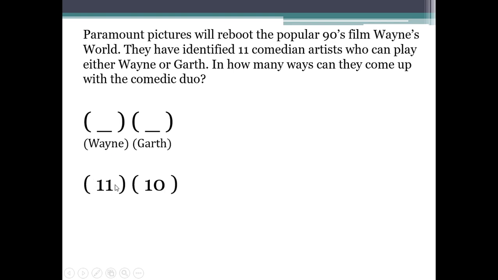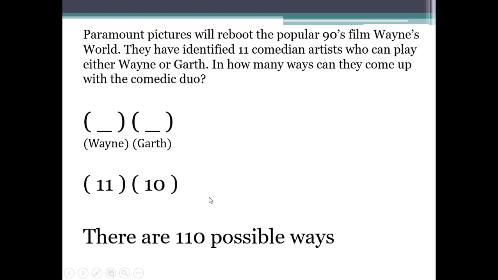Since one person plays Wayne, the remaining people can be selected to play Garth. So you have 11 times 10, therefore there are 110 possible ways.